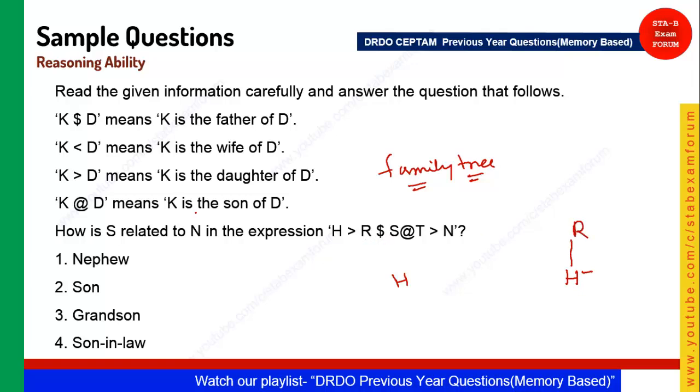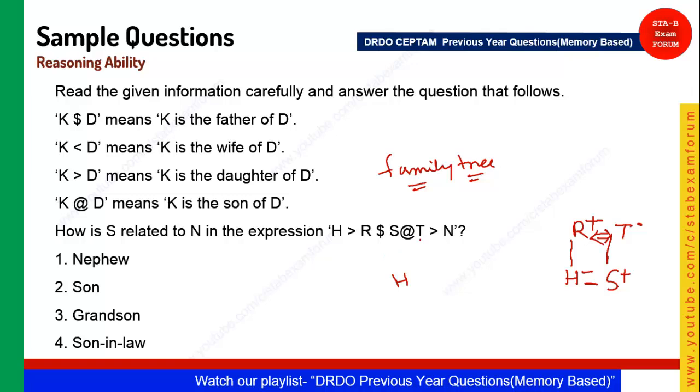R dollar S. Dollar means what? Father. So R is father of S. So he is the father, and he has one more kid. R is father of S, so these two are siblings. Then S at the rate T, at the rate means son, so S is son of T. Son means he is male, and we can find this T as a female, and these are husband and wife.